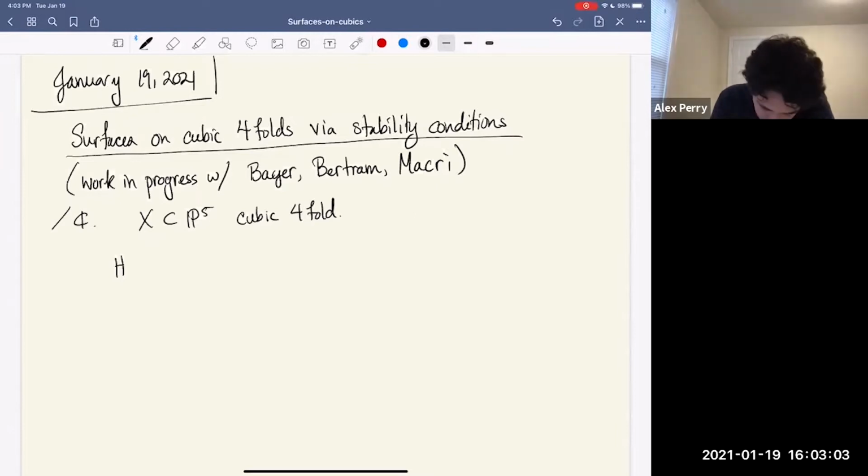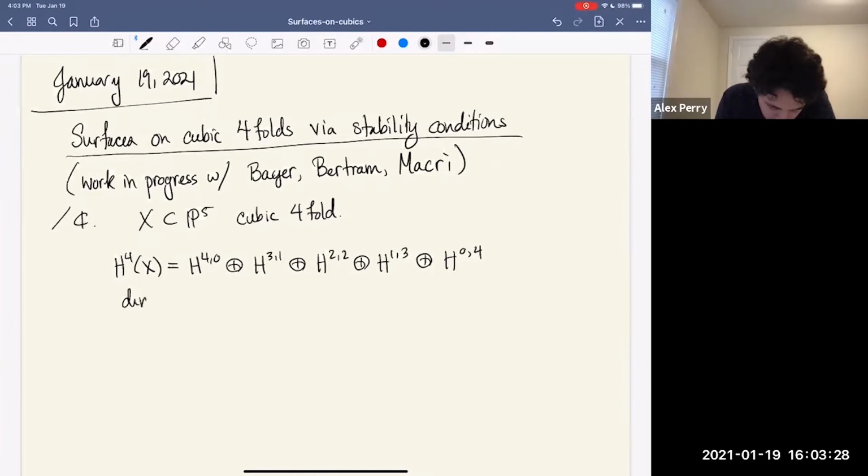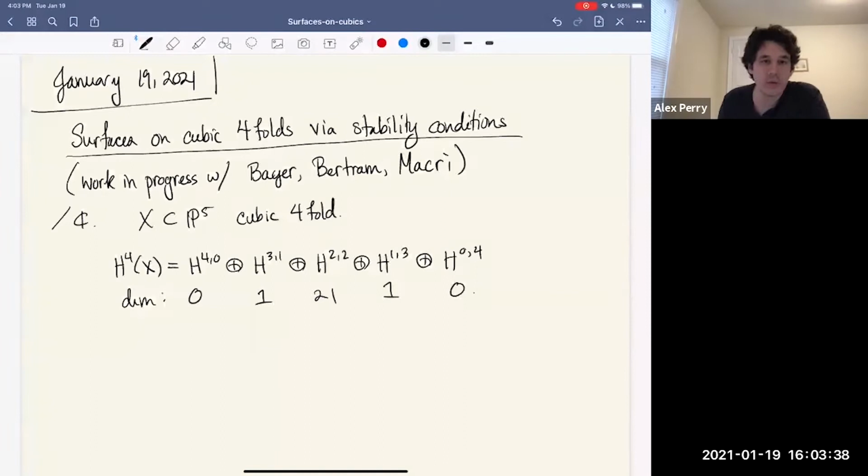Okay, so I'm telling you about this relation between cubic fourfolds and K3 surfaces. So let me just remind you, how does the cohomology in the interesting degree look? That decomposes into its Hodge pieces. Okay, and how do these things look? So the dimensions of these Hodge cohomology groups are 0 here, and then 1, 21, 1, and 0. And so you can compare this with, if we let S be a K3 surface, the cohomology of that, and they look quite similar.